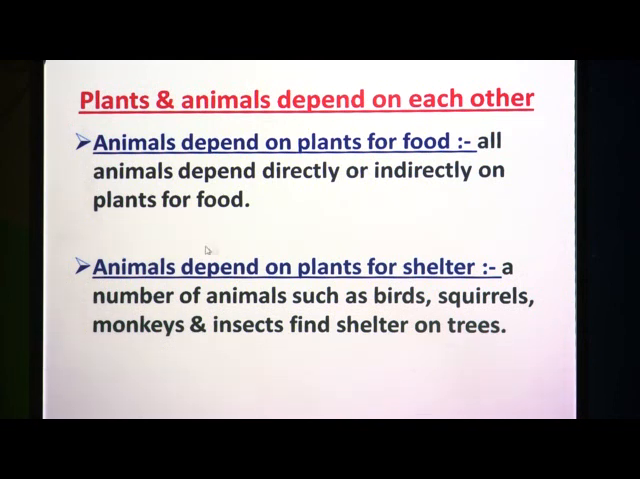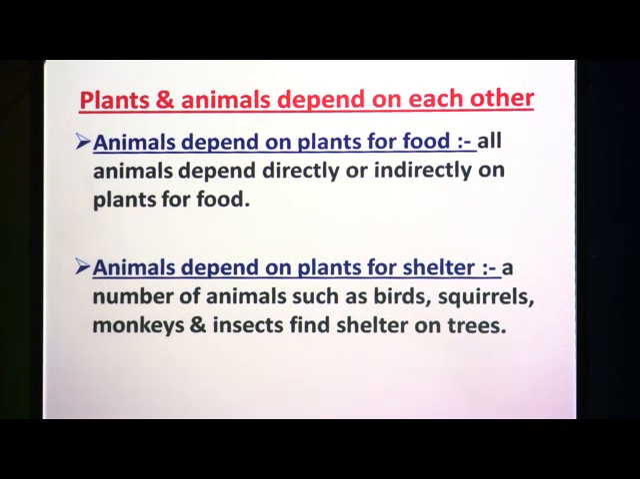So, first of all we will see how animals depend on plants for food. As we all know, every living thing needs food to stay alive, and plants provide most of the food to all living things. That means plants are the main source of food, and all animals depend directly or indirectly on plants for food. Animals eat fruits, vegetables, grains, and other things, all of which they get from plants.